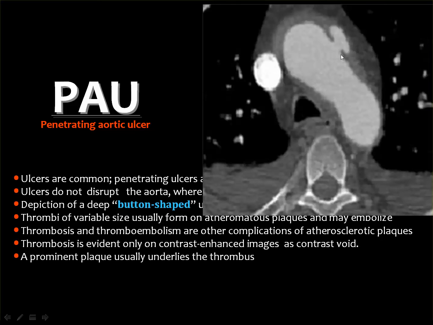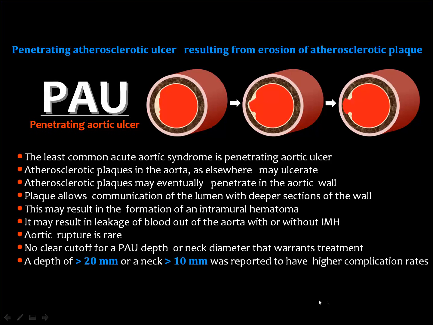Then this is the classic appearance of a penetrating aortic ulcer. What happens is first there is formation of atheromatous plaque. The plaque will ulcerate, and the pressure or the blood will go through the ulcer, then disrupt the intima and go inside the aortic wall. Then this will result in the formation of sometimes an intramural hematoma, and may sometimes lead to aortic rupture.